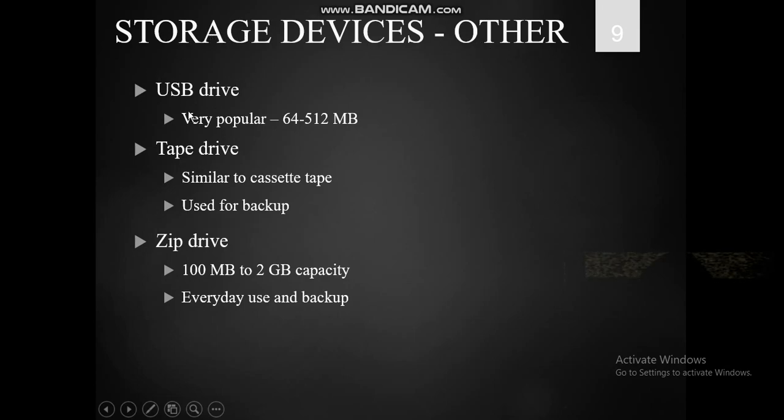We also have other storage devices, for example USB, very popular. We have different kinds of USB. Now we have terabyte USBs, right? We have tape drives, similar to the cassette tape we use for backup. We have zip drives, where we can put all our information in a zip file that compresses it, no matter the size. When you put it in a zip file, those megabytes will be compressed into 100 MB.